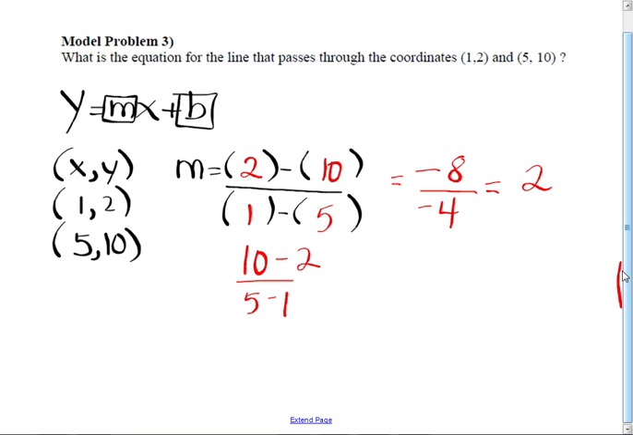Okay, we now have y equals mx plus b. We now have the slope, which is 2. And then which ordered pair do you want to use? 1 and 2 or 5 and 10? Adam, which one do you want to use? 1 and 2 or 5 and 10? It makes no difference. 5 and 10. So we're going to try this one.